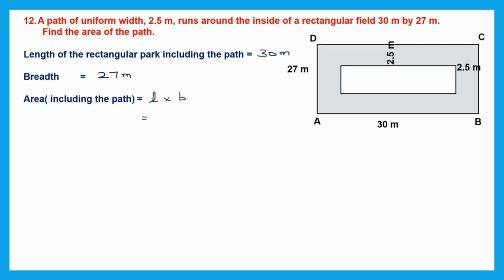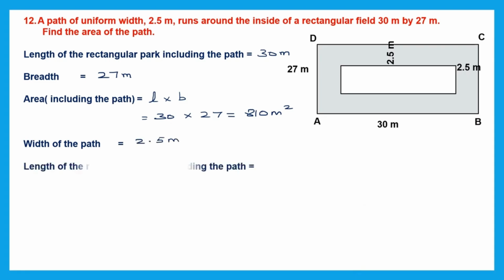Now we have to find the area and the area is length into breadth. And length into breadth means 30 into 27. That is 810 meters square. So we have found the area including the path, that is area of this rectangle ABCD. Now, the width of the path is given to us. Let's make a note of that. The width of the path is 2.5 meters. Now, what is the length of the path excluding the path?